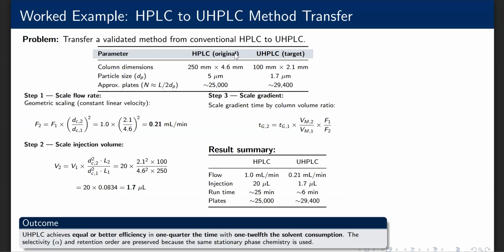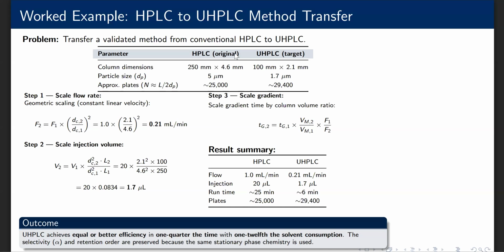Method transfer from HPLC to UHPLC is one of the most common tasks in modern analytical labs. The goal is to preserve the same separation on a faster, more efficient system. The key principle is geometric scaling. The flow rate scales as the square of the column diameter ratio, going from 4.6 to 2.1 millimeters. The flow drops from 1.0 to 0.21 milliliters per minute.